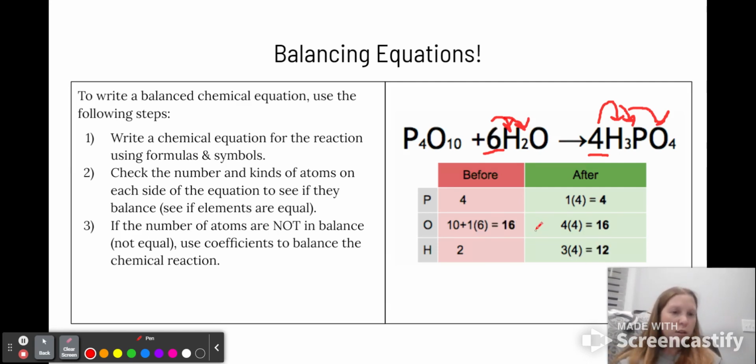So just kind of watch this for a second if you need to. You can write down these arrows and do all that stuff if you want.